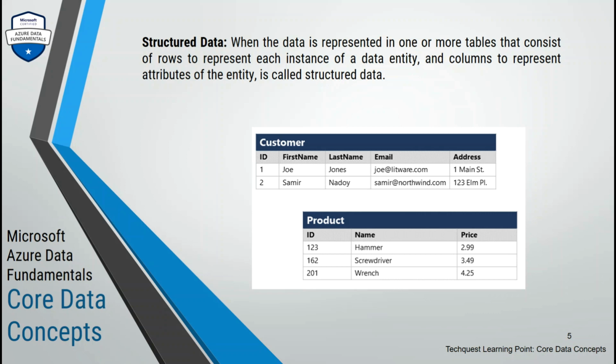In order to make it clear, let's consider an example of the tabular data representations for customer and product entities. Let's consider the customer entity that has the attributes of ID, first name, last name, email, and address. Here the first column represents the ID attribute of the customer entity. The second column represents the first name attribute of the customer entity, and so on.